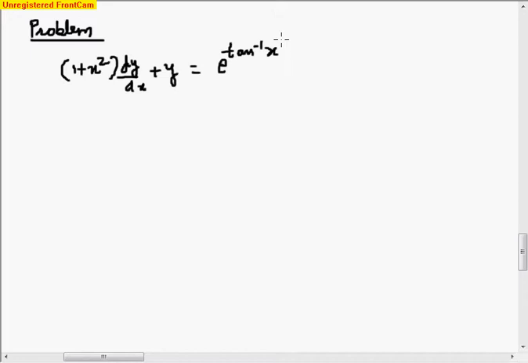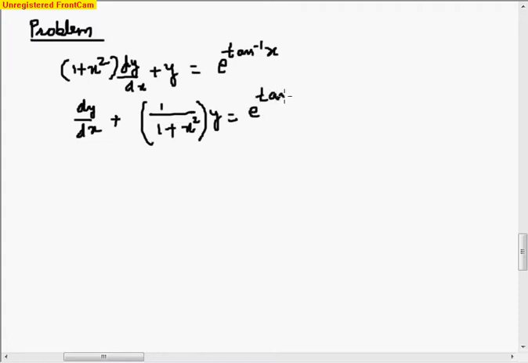First thing to notice, here the coefficient of dy by dx is not 1, right? So I'll have to make this coefficient 1. So what I will do, I will divide by 1 plus x square. I can surely divide by 1 plus x square because I know that 1 plus x square is never 0. So this is dy by dx plus 1 upon 1 plus x square times y is equal to e raised to power tan inverse x upon 1 plus x square.